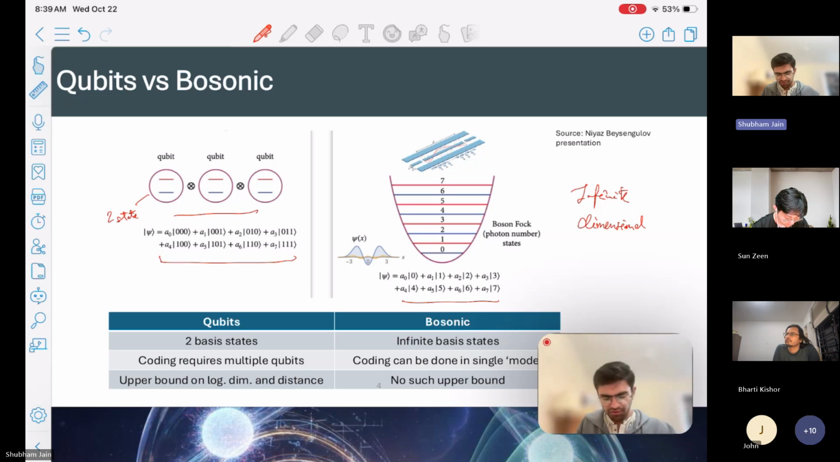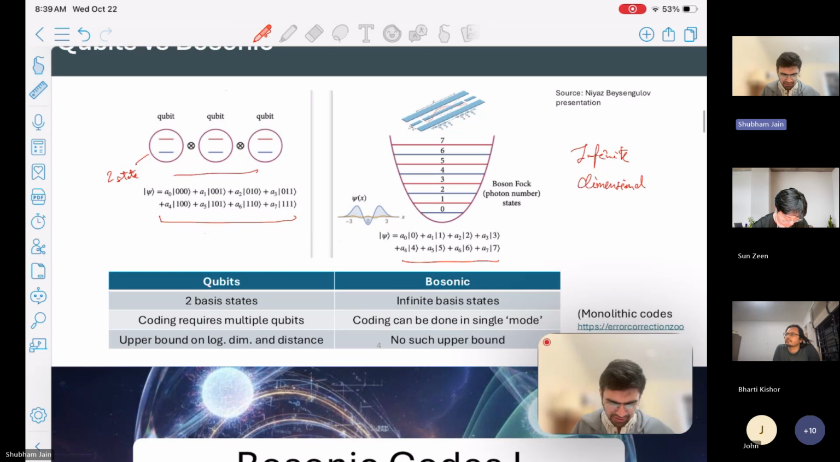For a qubit, you have two basis states. For a bosonic system, you have infinite basis states. Typically, coding would require multiple qubits, but for bosonic, it can all be done in principle in a single mode. We sometimes use multiple modes just to have better encodings or better control over these modes. But in principle, you can have just one mode. And again, there's no upper bound on the logical dimension or distance of these bosonic codes.